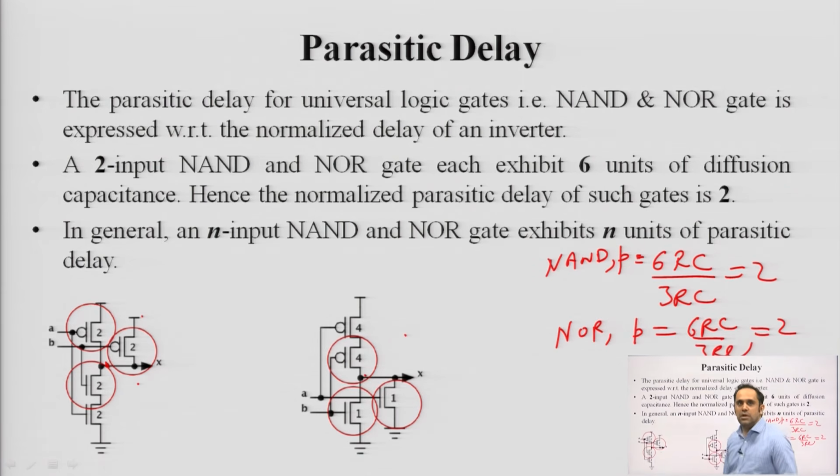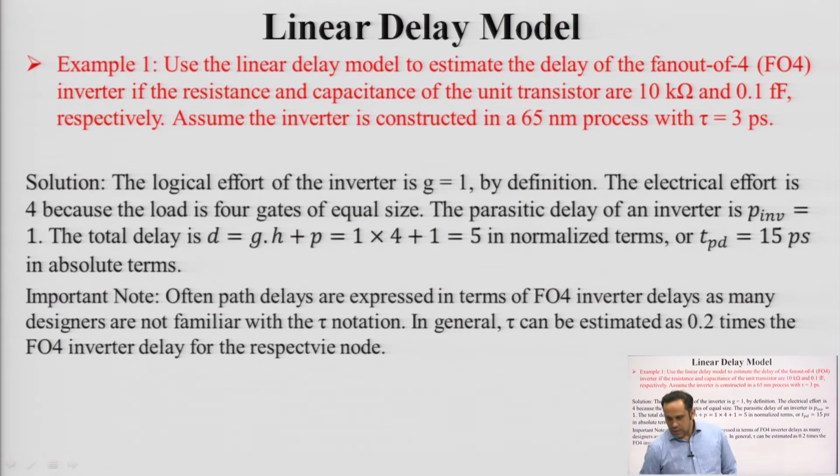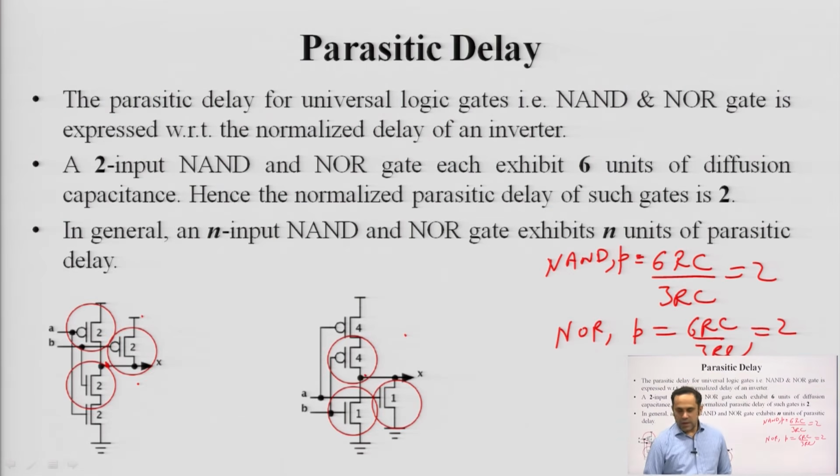So, in general, the number of inputs decides how much the parasitic delay is going to be in a logic circuit. For a 2 input NAND gate, parasitic delay is 2 units, for a 2 input NOR gate it is 2 units, and for any n input NAND and NOR gate it is going to exhibit n units of parasitic delay. So, we have generalized logical effort, and we have generalized parasitic delay.